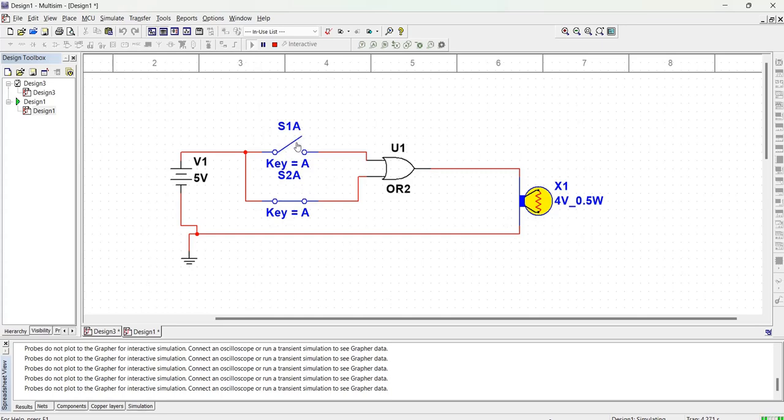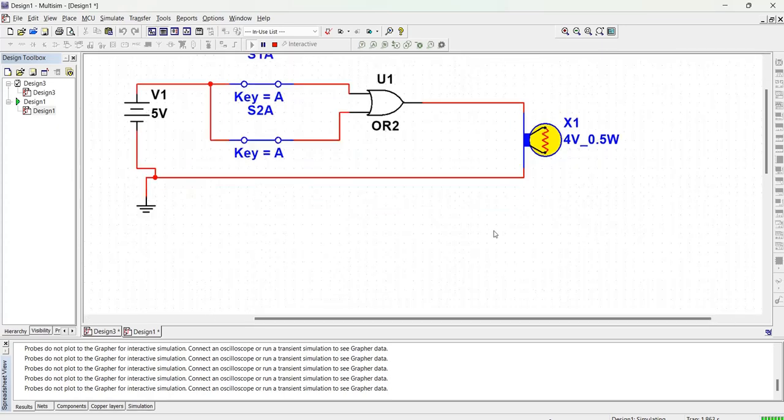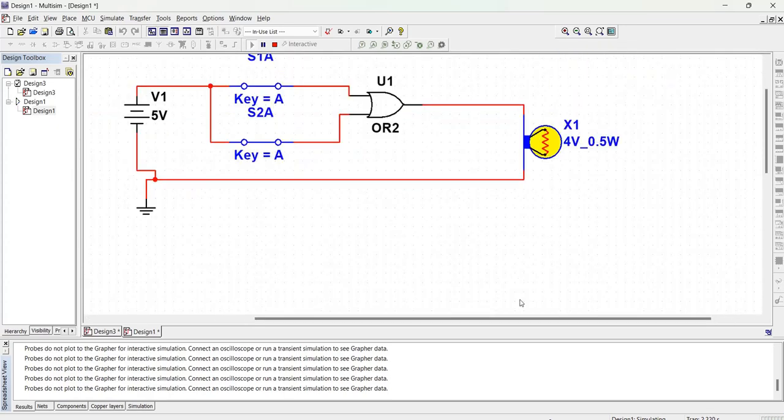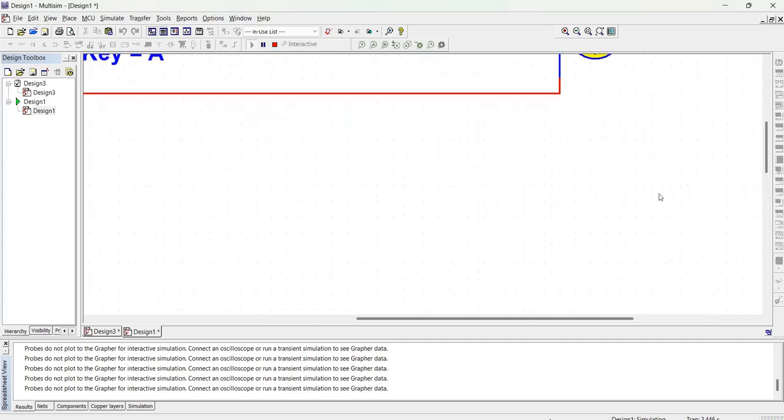Let's now give this logic gate high inputs. Let's first do that. Then let's now close all these switches and run our circuit. So obviously you can see that when your inputs are high, the output is going to be high. Yes. So this is how you can test your logic gate.